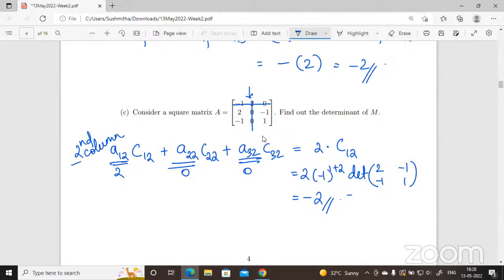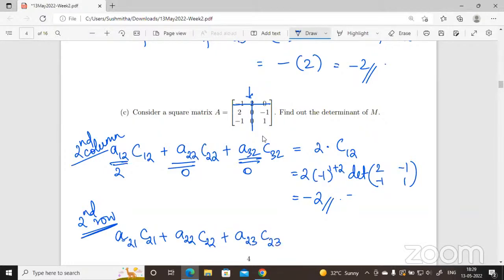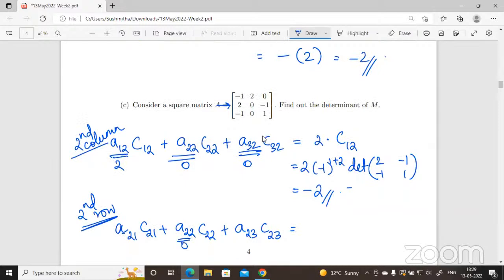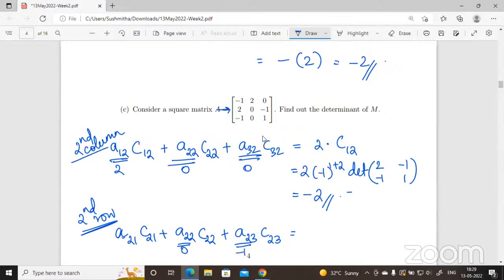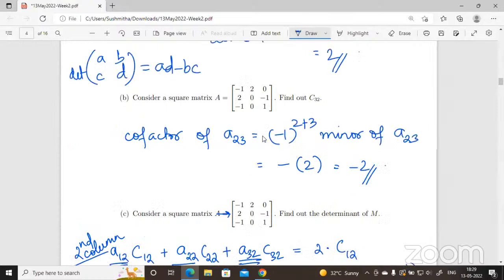Now suppose we do it along the second row. In this case, it would be A21 C21 plus A22 C22 plus A23 C23. In the second row, A22 is 0. A23 is minus 1, and C23 we already calculated.